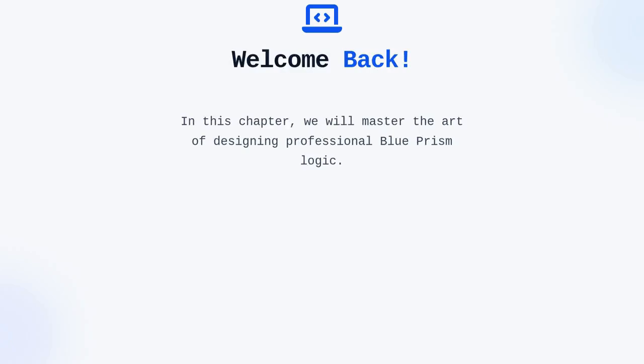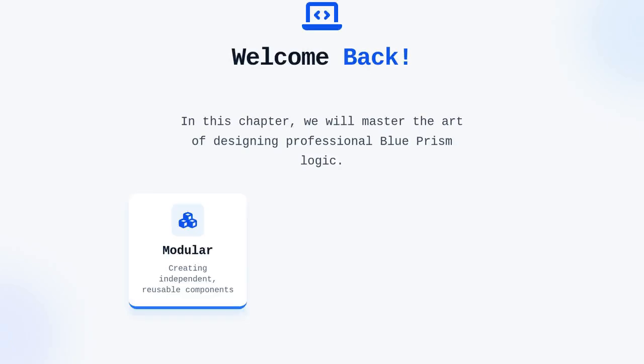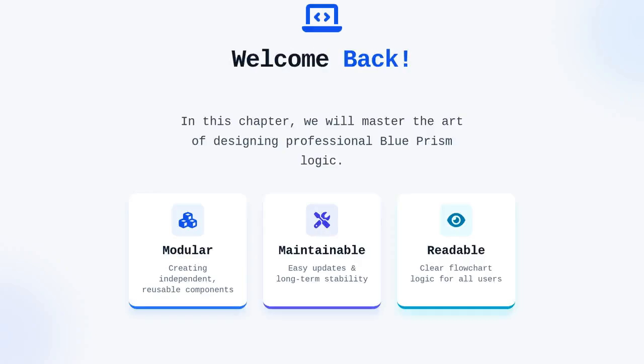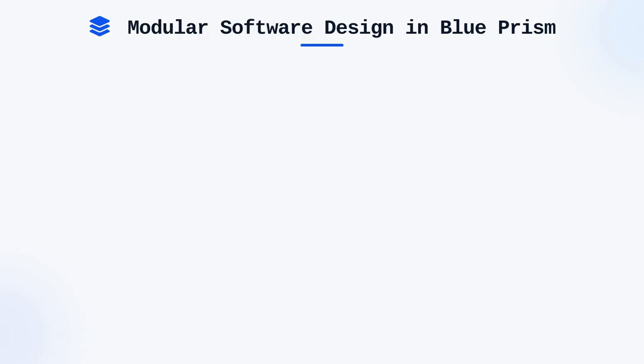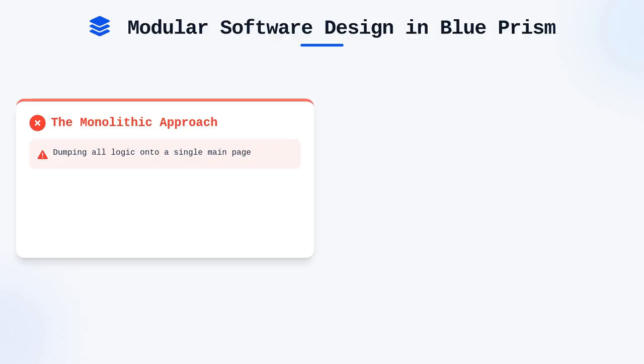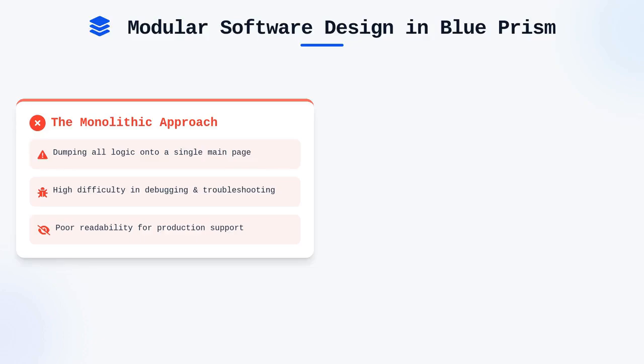Welcome back. In this chapter, we will explore the techniques required to design modular, maintainable, and readable flowchart logic within Blue Prism. Building software is rarely about writing a single, long sequence of instructions, and the same principle applies to Blue Prism development. When we model business processes, the tendency is often to dump all logic onto the main page, resulting in a monolithic flowchart that becomes difficult to debug and even harder to read.